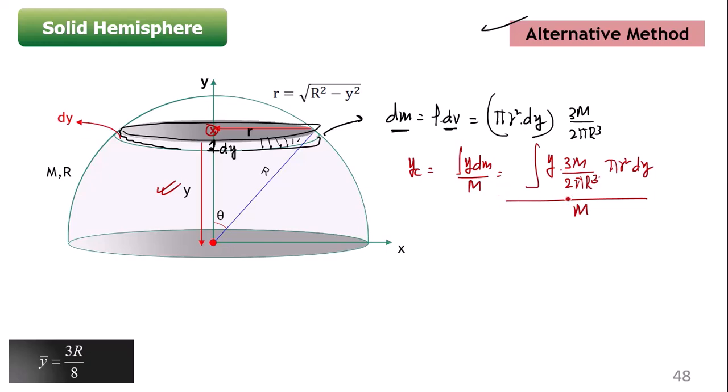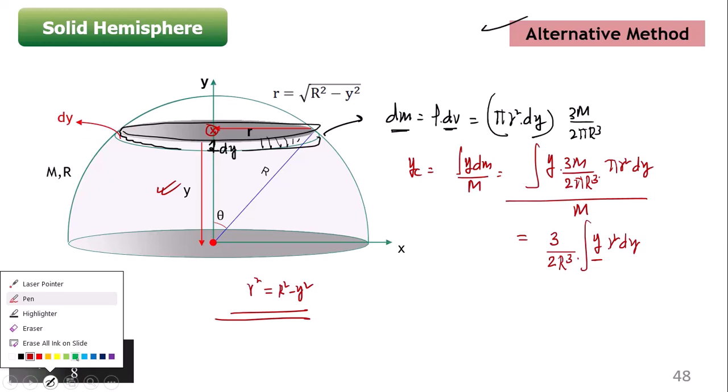So we are left with, pi cancels out, 3 divided by 2 r cube into y into r square dy. Now there are two variables, y is there, r is also there. Now you have to replace the r in terms of y. Now what is small r square? Small r square equals capital R square minus y square, applying the Pythagoras theorem.